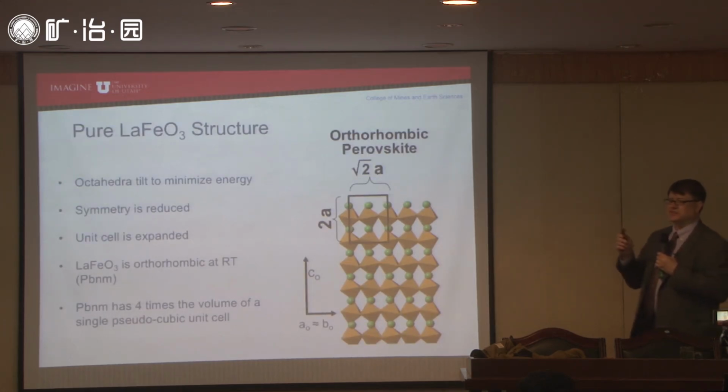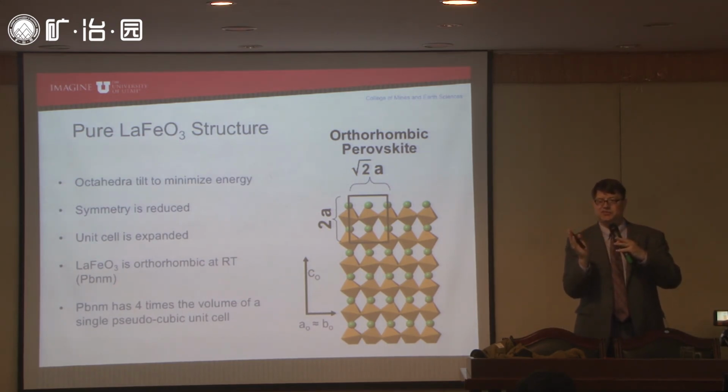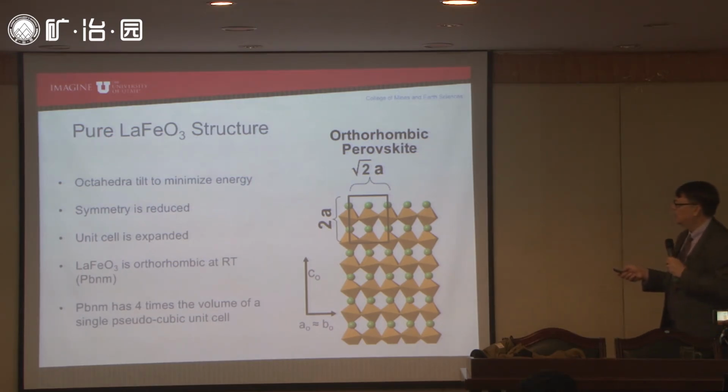But most perovskites are not cubic. The previous perovskite I showed you was cubic. Most perovskites have a slightly tilted structure, and the octahedra can tilt one way or the other. Okay, and depending on which way the octahedra tilt, that will determine what the symmetry of the crystal structure is. So in this particular case, this is an example where the octahedra tilt.